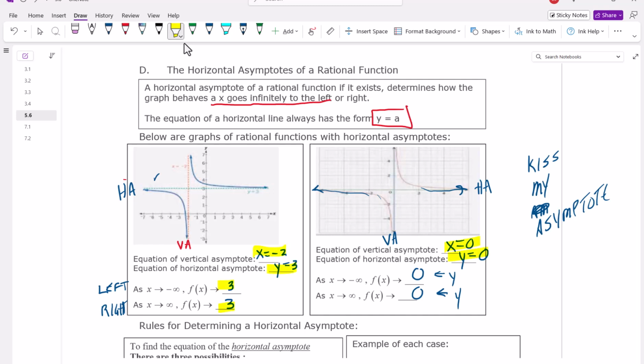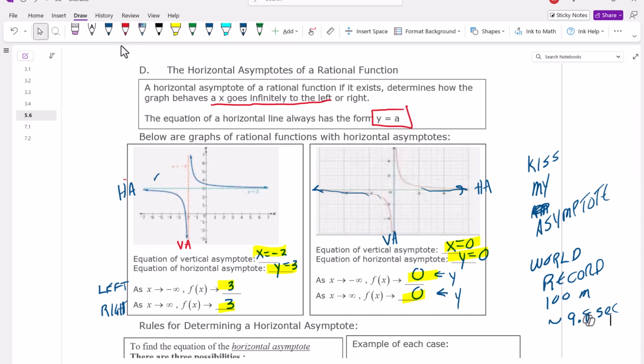A good way to look at a horizontal asymptote is to look at something like a world record in the Olympics. For instance, in the 100-meter dash, the world record, I don't know what it is, but it's around 9.8 seconds or something like that. But no human being will ever run this race in 9 seconds.